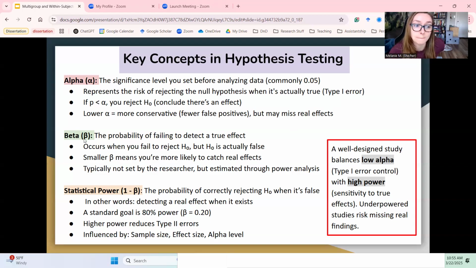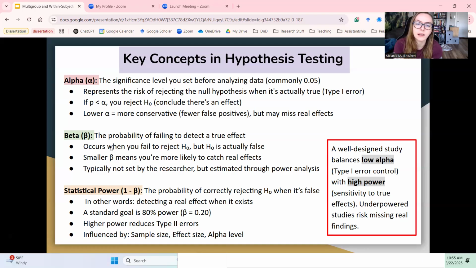All right, our beta, which kind of looks like this little B sign, is almost always shown as this sign. It doesn't usually say beta, it's usually just that mathematical designation. This is the probability of failing to detect a true effect. So this is occurring when you fail to reject the null hypothesis, but the null hypothesis is actually false. The smaller your beta, the more likely it is you're catching real effects.